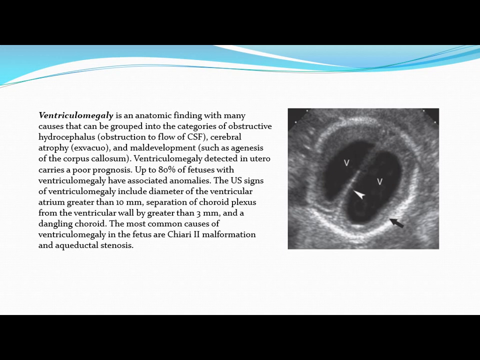You should look for the choroid plexus. It should be dangling, hanging on the dependent part of the ventricle. If it's not hanging, if it's separated by more than 3 millimeters, there is something abnormal. You should look for abnormality.